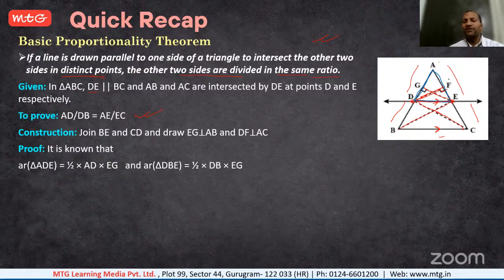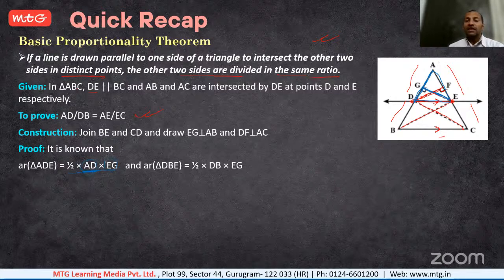That is half into base into height. So we know this is the height given. So your height is GE, and your base will be AD. AD is the base and this EG is the height. So area will be half into AD into EG, height. AD is the base, EG is your height.